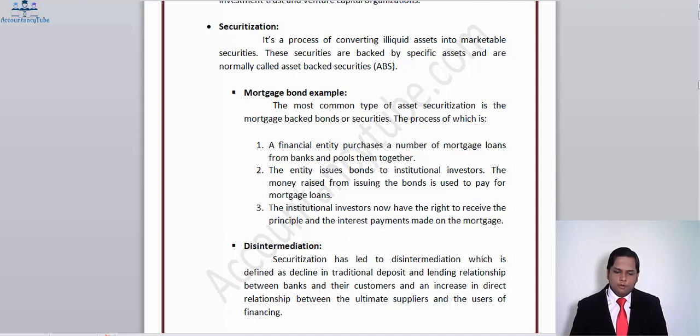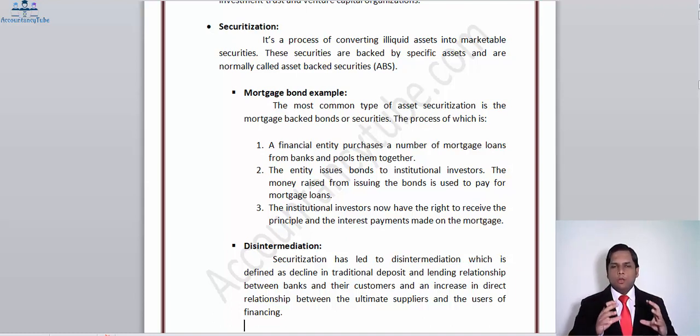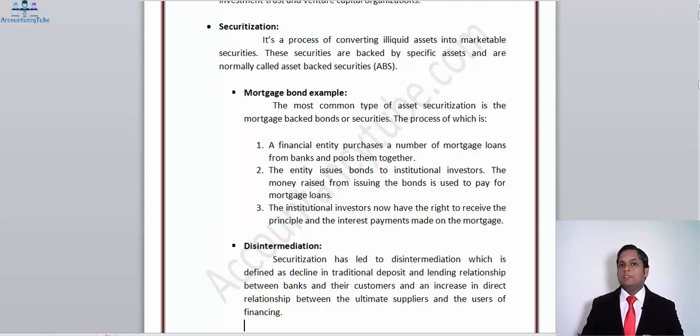Then we've got the mortgage bond example. It's the most common type of security, and one of the reasons for the financial crisis in 2008. What happens basically here is that the people who obtain loans from the banks have to return the principal amount, the amount which they have borrowed, and also the interest pertaining to the borrowing of that amount.